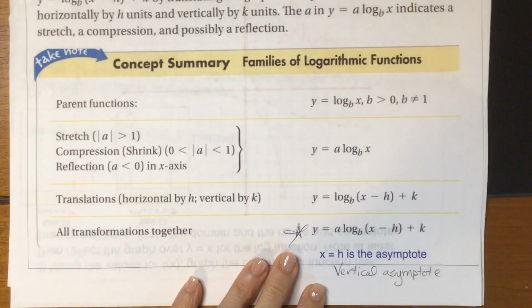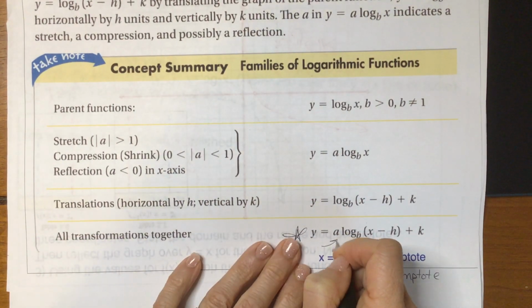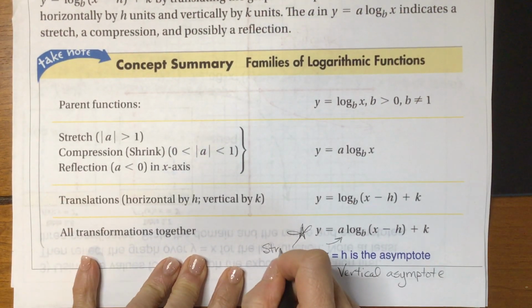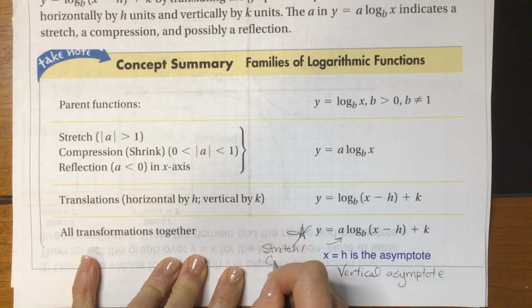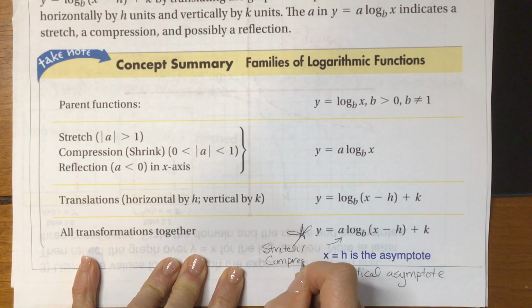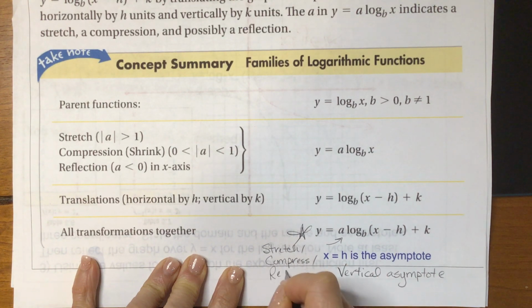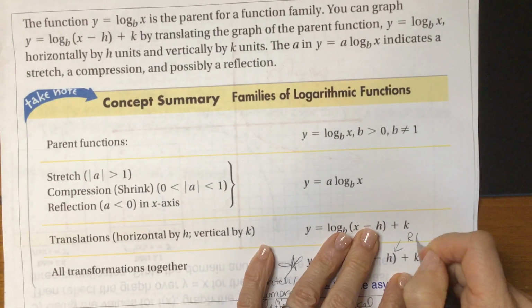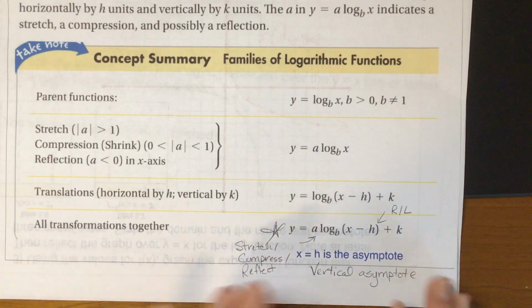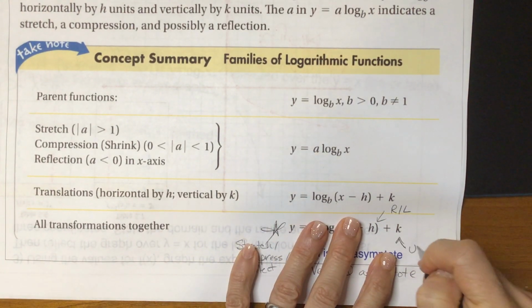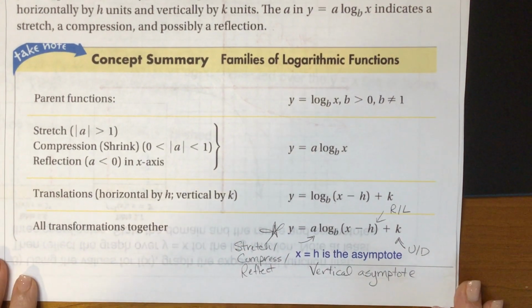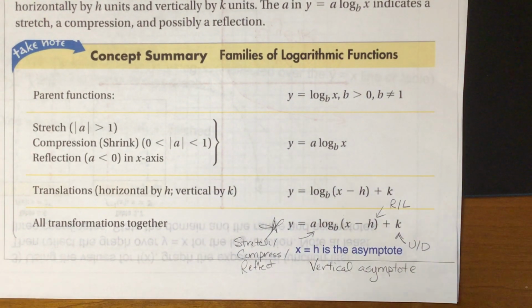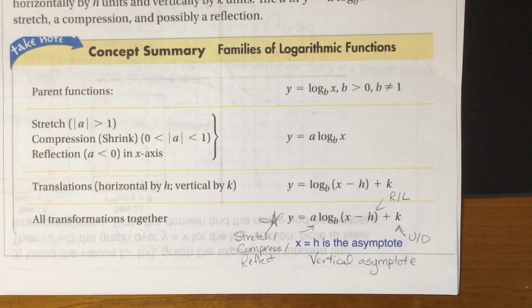And just like with other transformation forms, the A is my stretch or compress or reflect. The H is my right or left translation, and my K is my up or down. So pause if you need to get just this part in your notes. Everything else is just breaking that part down.